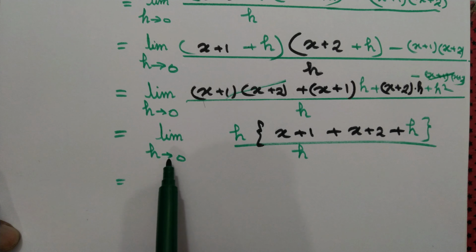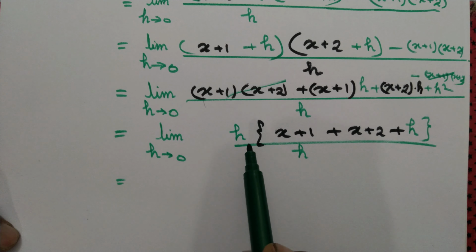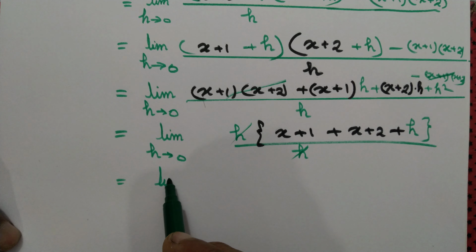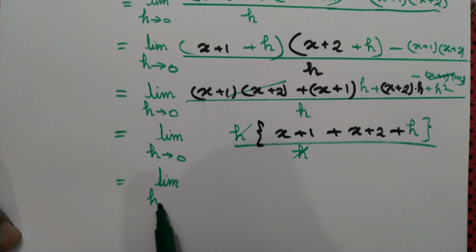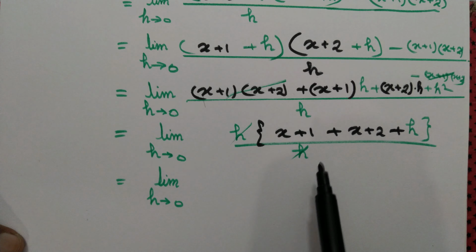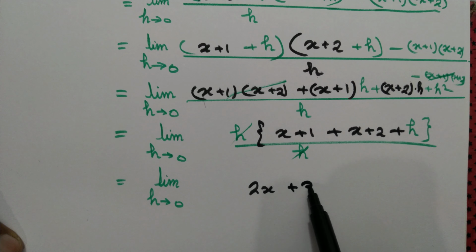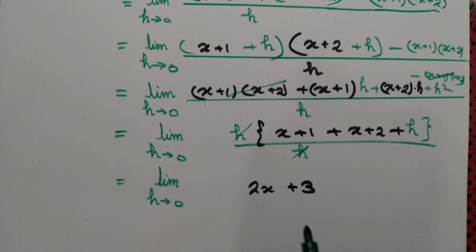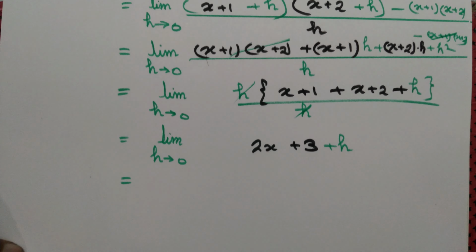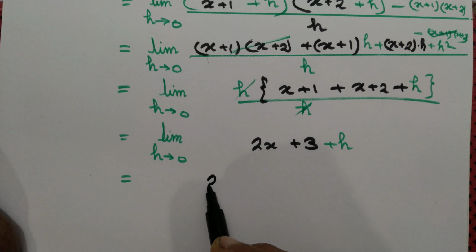Observe that h tends to 0. When h is nearly equal to 0, we can simply cancel h out. So this is equal to limit h tends to 0. We got x, and when we add it, we get 2x, and 1 plus 2 is 3, plus h. As h tends to 0, this expression simply tends to 2x plus 3.